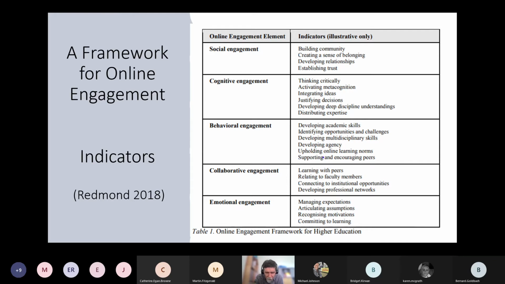Similarly with the collaborative, learning with peers presents challenges. Breakout rooms have been a godsend to us in that regard, but they're not the same as face-to-face, unfortunately. Relating to faculty members, again, there can be issues there and so on. And the other ones, you can see the indicators for them as well. But it's those 2 that are more focused on the social and the collaborative, because they're the ones who've been struggling.